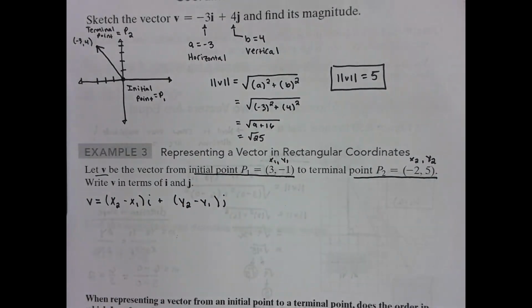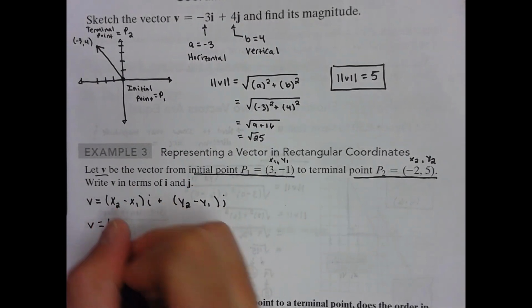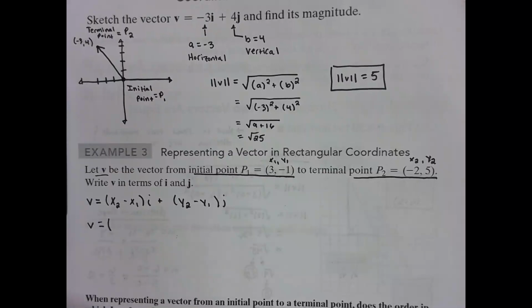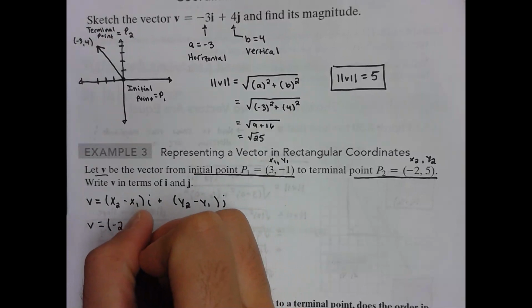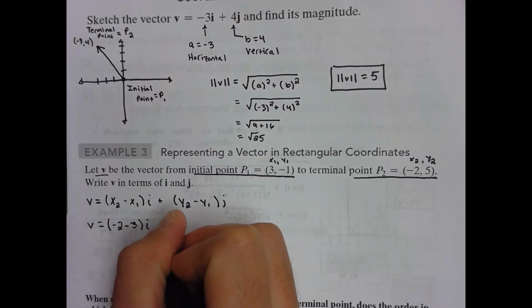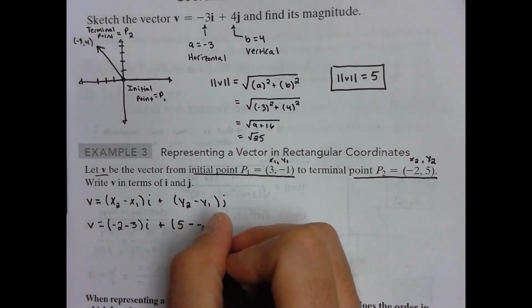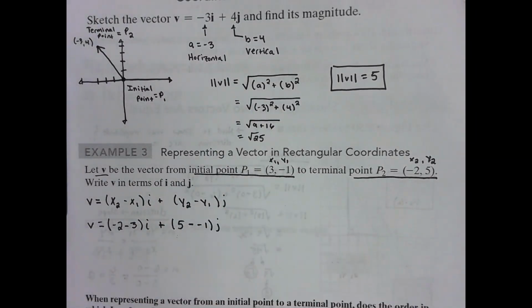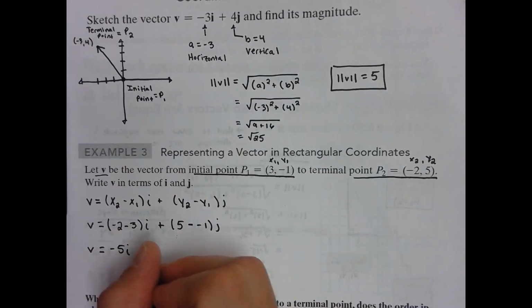So all we gotta do is just plug these things in, do a little bit of subtraction and addition, and that's it. So x2 is -2 minus x1, which is 3, plus y2, which is 5, minus y1, which is -1, times j. So this is -5i, and then plus 5 minus -1 is 6j.